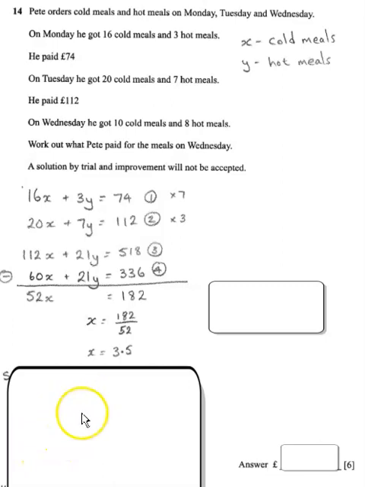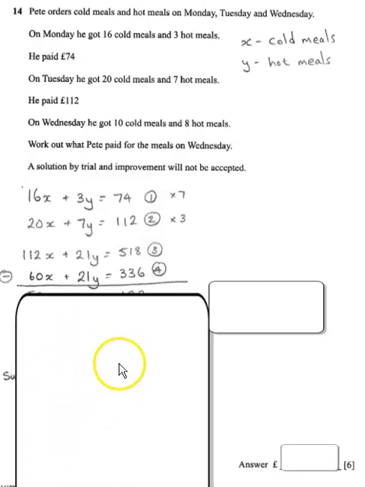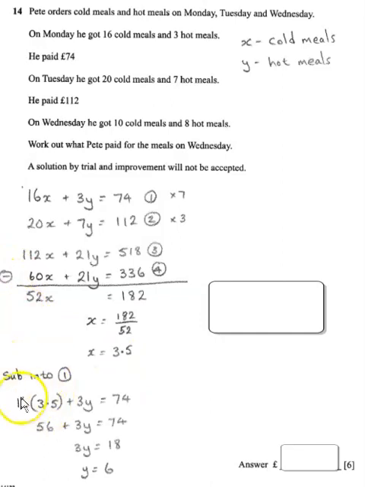So once we've got the X, now we're looking for the Y part of it. What we're doing is we substitute it into equation 1 for this one. So the X is 3.5, so it's 16 times 3.5, which we have here, plus 3Y equals 74. Now this is 74 take away 56, which is 18. And then 18 divided by 3, which is 6. So now we've got £3.50 and £6 if you were looking at it in money terms.